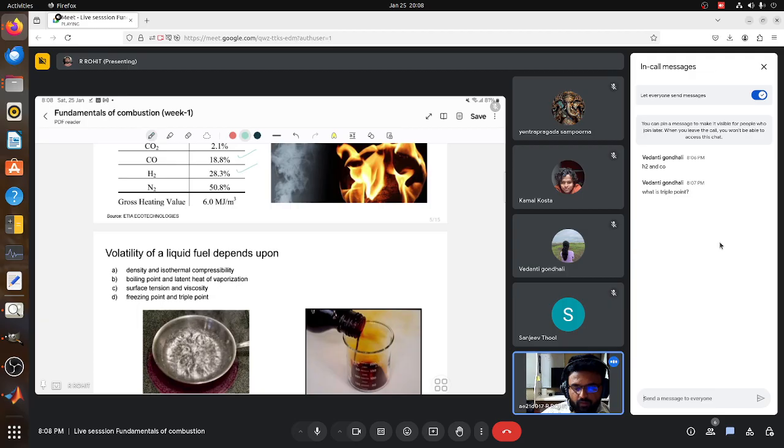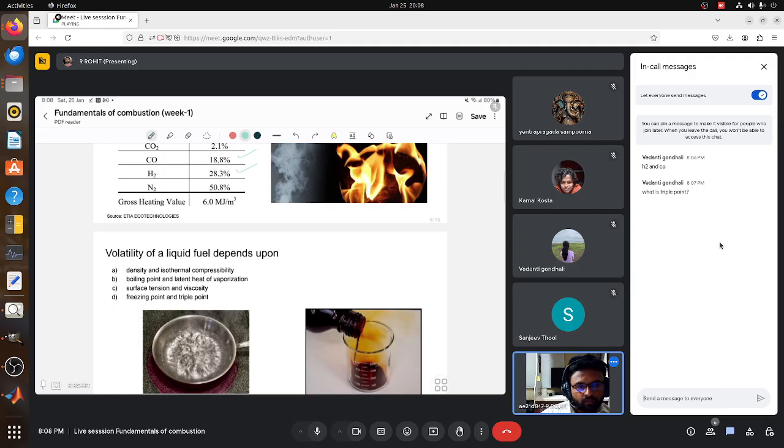Okay. So for a liquid fuel, density is important, we saw. But isothermal compressibility is nothing but density with respect to pressure. We didn't see any isothermal compressibility issues while we were considering this.